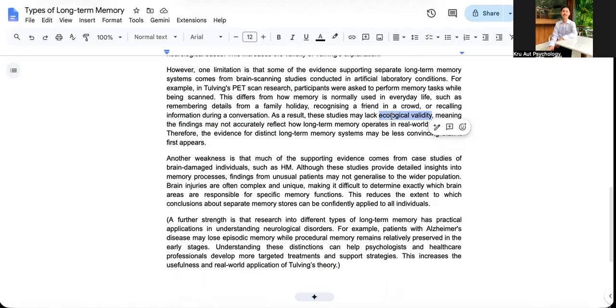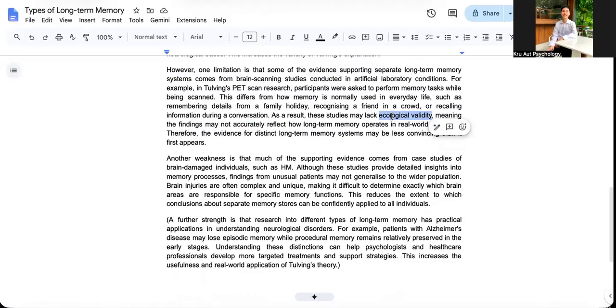Assume that the examiner is not an examiner. Assume the examiner is someone who wants to study psychology, like a student from another subject who doesn't understand all of these key terms. We want to be very, very explicit in writing these paragraphs, especially in AO3.